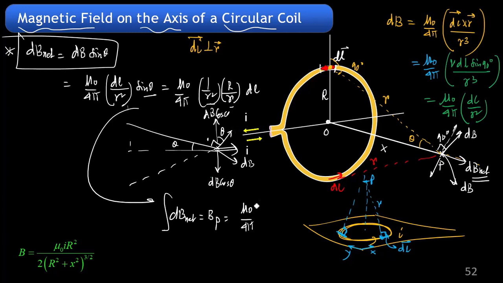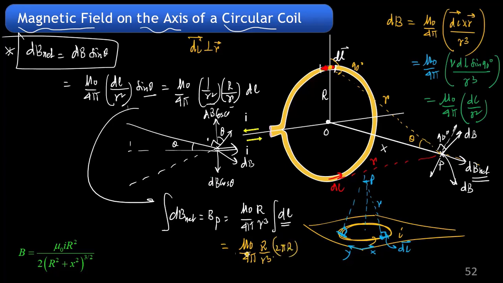1 r square, another r square is there. So r cube, capital R, integration of dl. Now what is the integration of dl? dl integration is total length. Total length, that is equal to 2 pi r. So ultimately we are left with this number equal to mu naught by 4 pi, capital R divided by r cube, into 2 pi capital R.